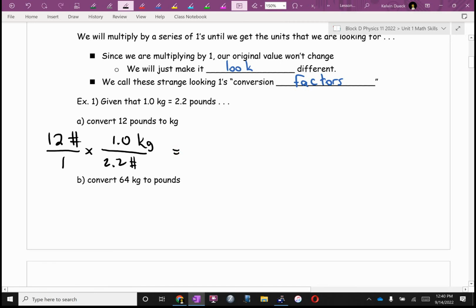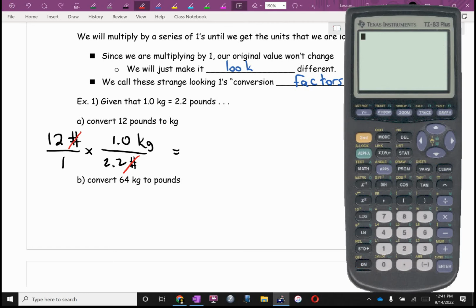Get your calculator out. I guess to convert 12 pounds to kilograms, it's going to be 12 divided by 2.2. And I also want you to notice, if I cancel out the pounds, what are the only units that are left behind? That's what I wanted it in.